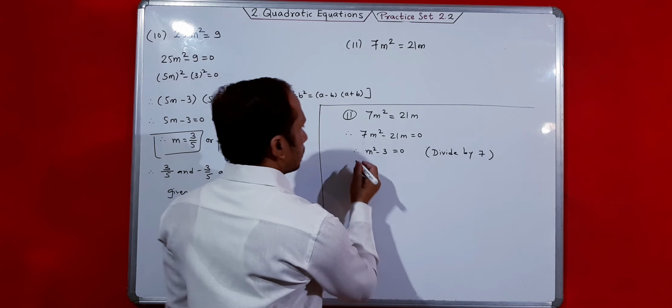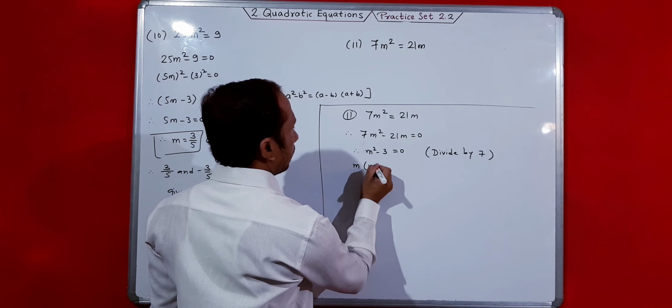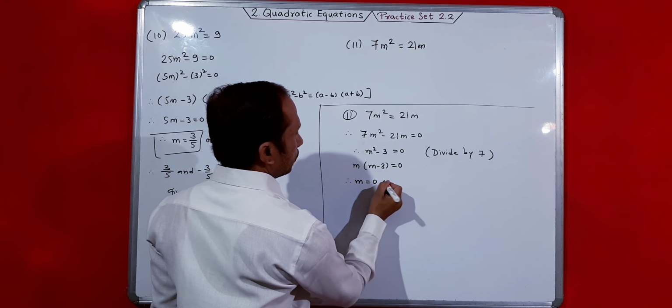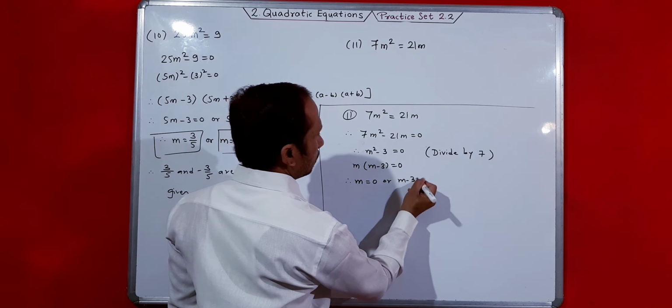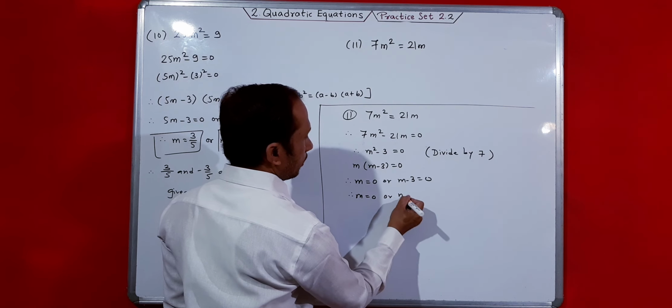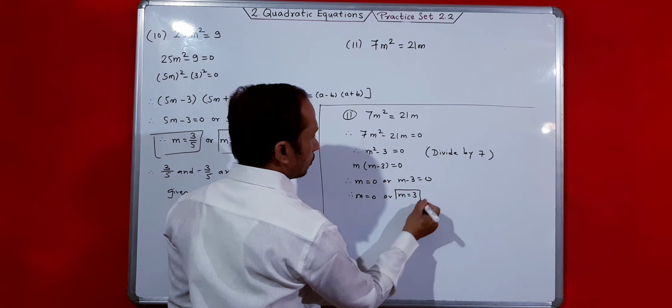Simply take m out of the bracket. m times (m minus 3) is equal to 0. Therefore m is equal to 0, or m minus 3 is equal to 0. Therefore m is equal to 0, or m is equal to 3. Okay, so this is your solution.